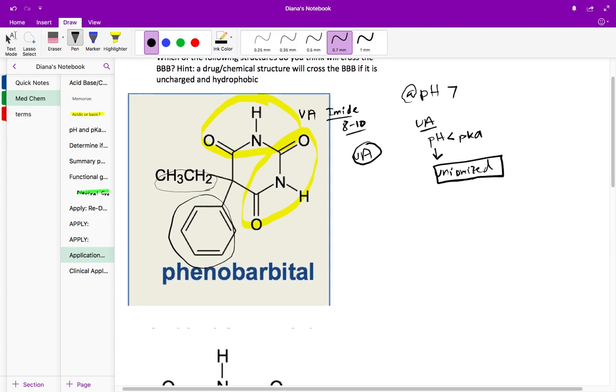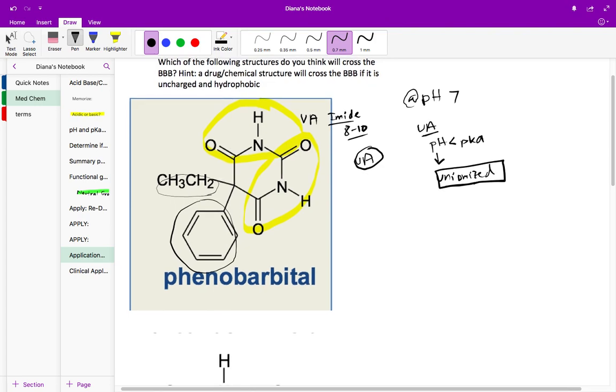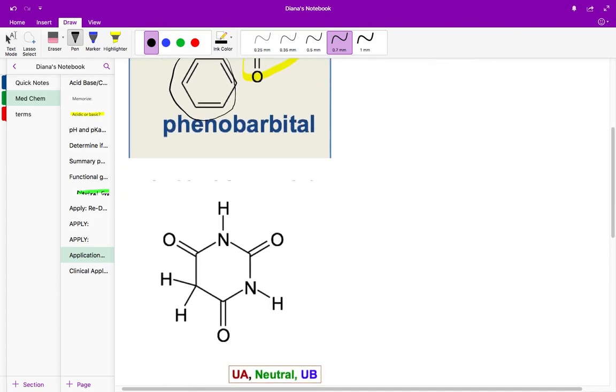So that's phenobarbital. So I'm saying, okay, this is primarily unionized. So I think it's hydrophobic and it'll cross the blood-brain barrier. But let me just see what we're comparing it to. So again, I see my two familiar imide functional groups. I already determined in the last structure that these are imides. They are unionized acids, UA form, and based on the analysis we just did with pH versus pKa, we know that these two functional groups will be primarily unionized at pH 7.